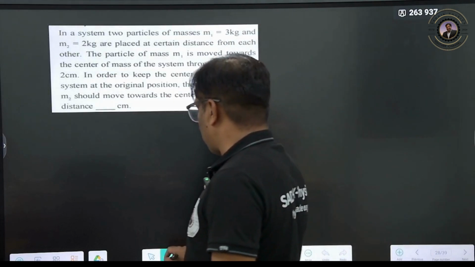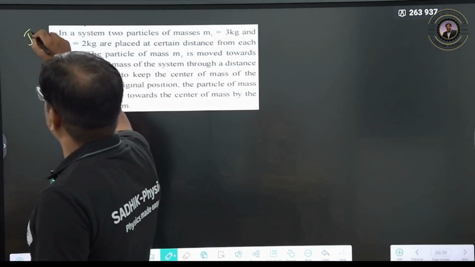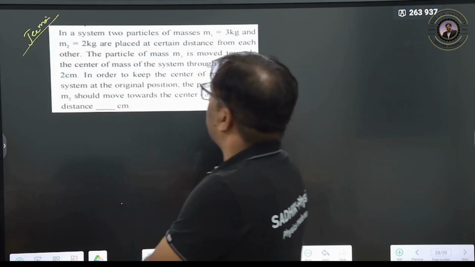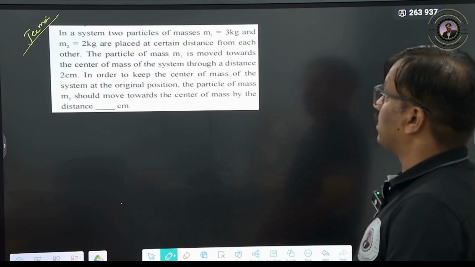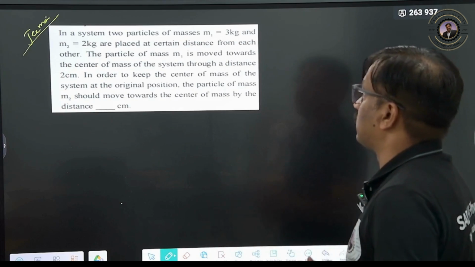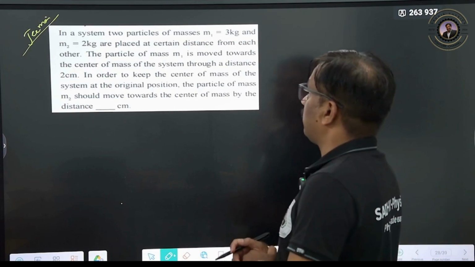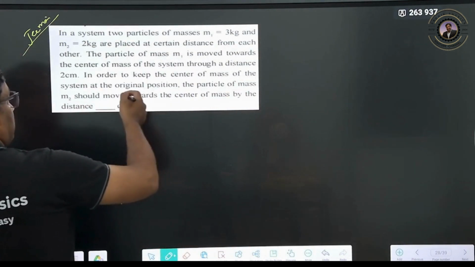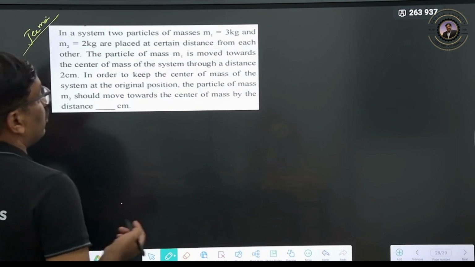Okay, this is one of your JEE Main questions on the center of mass. A system of two particles m1 and m2, of 3 kg and 2 kg, is placed at a certain distance; we don't know what the distance is. The particle m1 is moved toward the center of mass of the system through a distance of 2 centimeter. In order to keep the center of mass of the system at the original position only, the particle of mass m2 should move toward the center of mass.